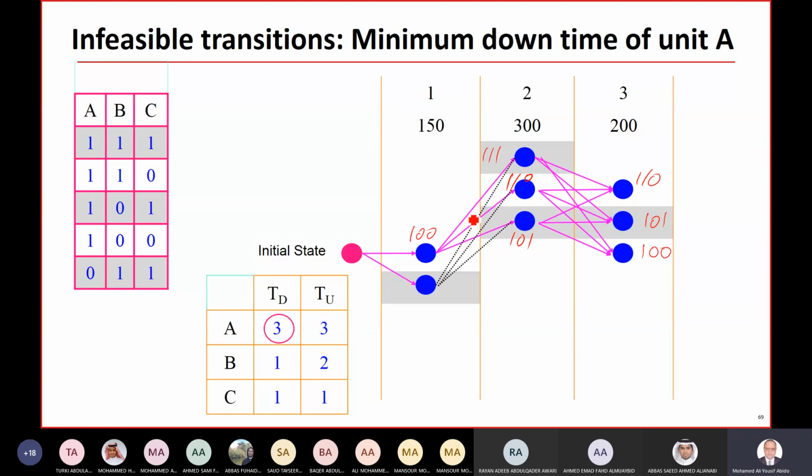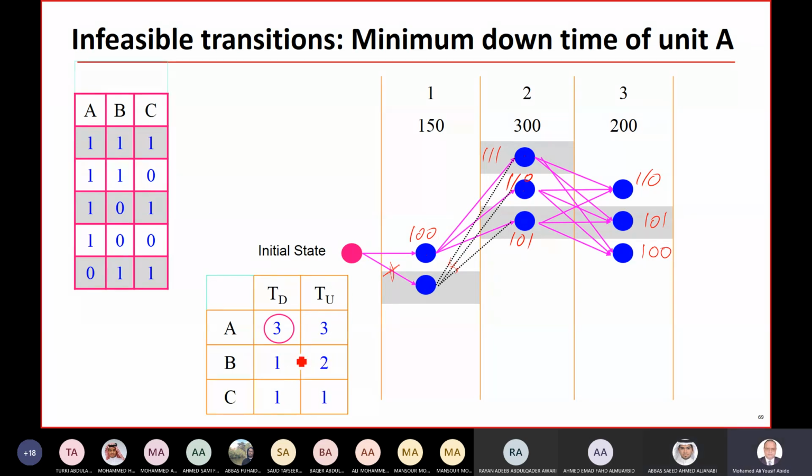So let us see these links. Does this one violate the constraint of minimum startup time, or on time? Okay. So this link will be broken, and accordingly these 3 links will be broken. So this is okay. Now, can we move from this one to any of those combinations without violating any constraints of those ones? Yes.